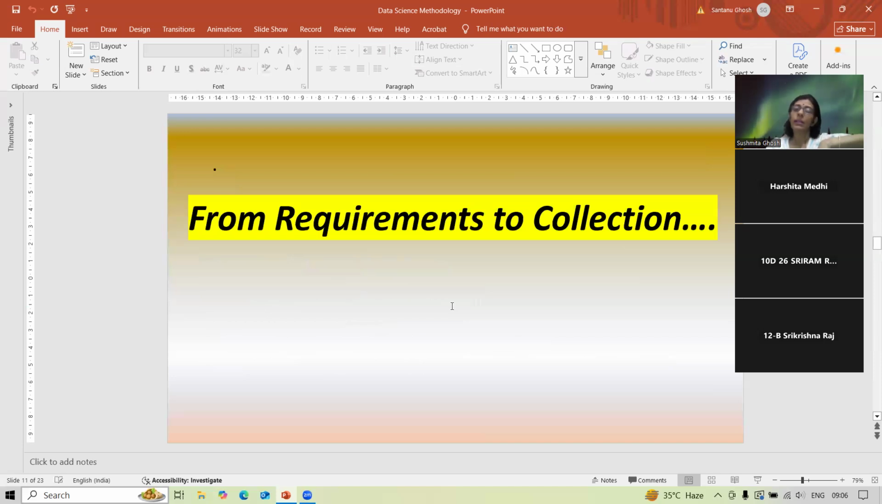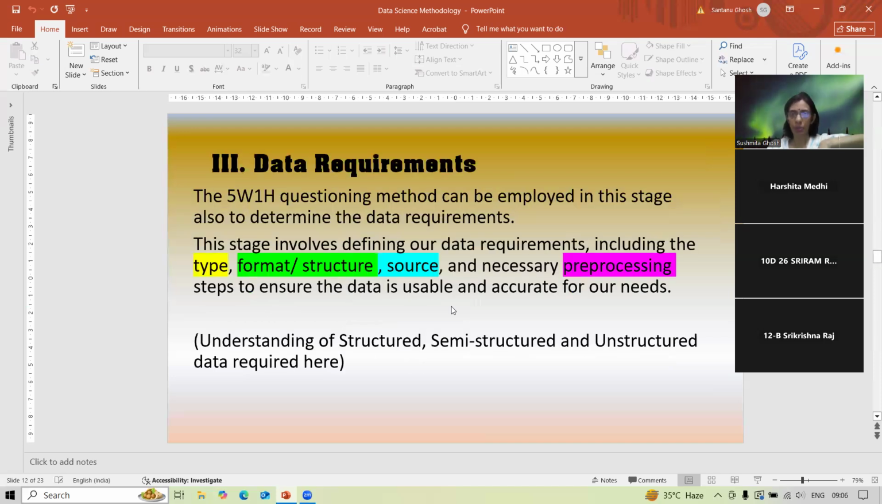Now comes requirements to collection, the second model. Very well understood. Study the data requirements. Here we are deriving data requirements using 5W1H, wherein we talk about the type of data you may use: structured, semi-structured, unstructured. We have studied this in the first term, in the first chapter, in 11th. Then format and structure of the data. What is the source? We focus on pre-processing. All that comes under your data requirements.